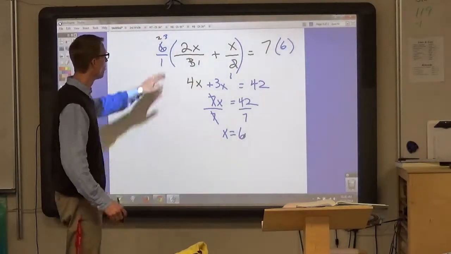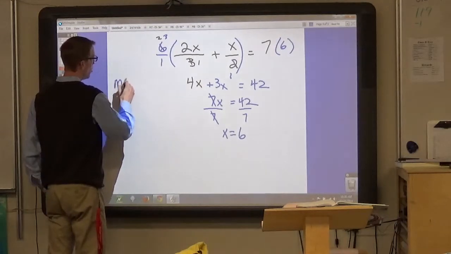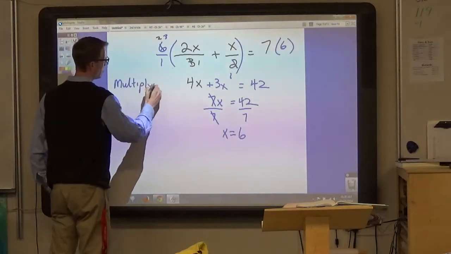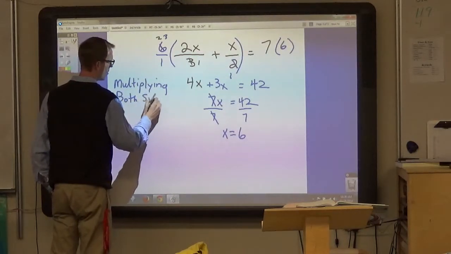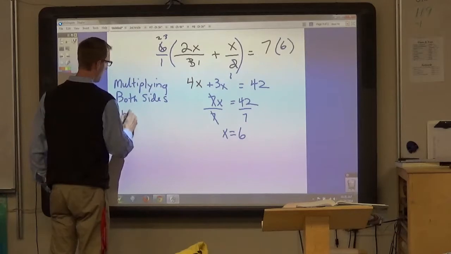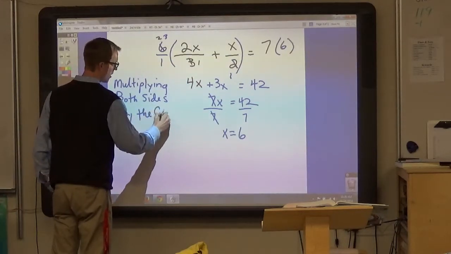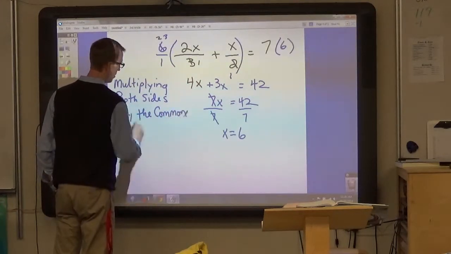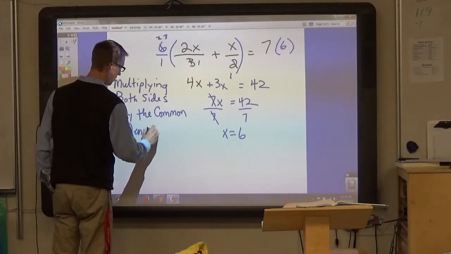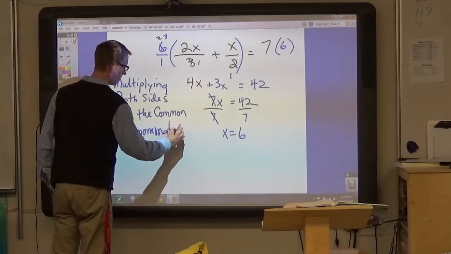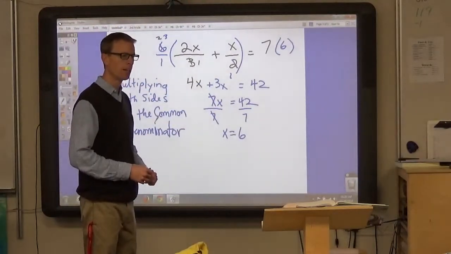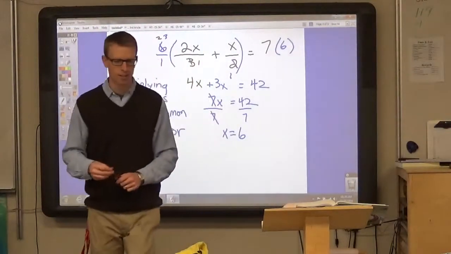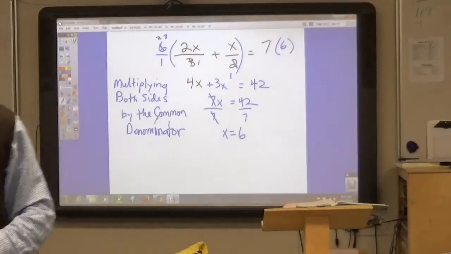Okay? So, what we're doing is multiplying both sides by the common denominator. And it eliminates these fractions. All right? That might come in handy whenever you're working with fractions. Okay?